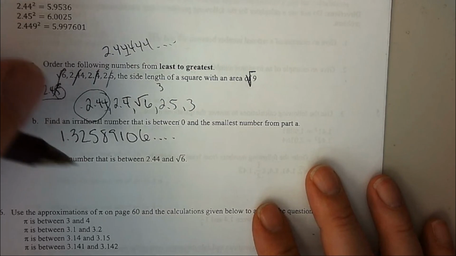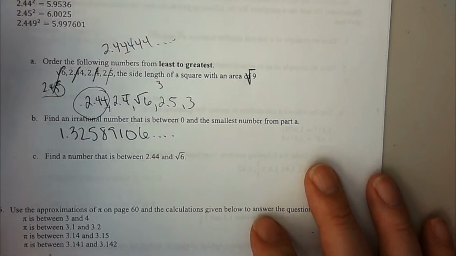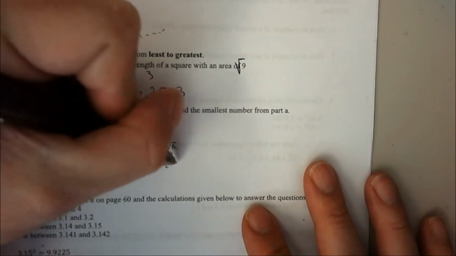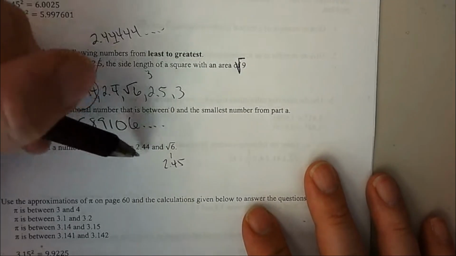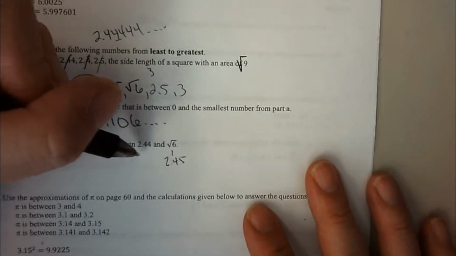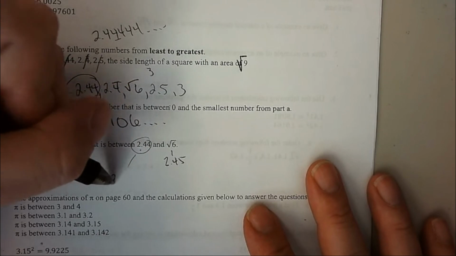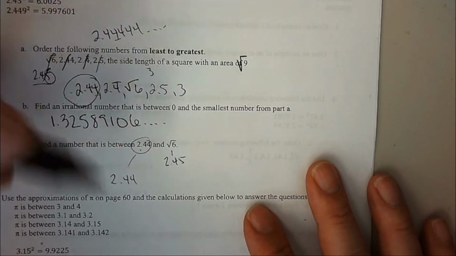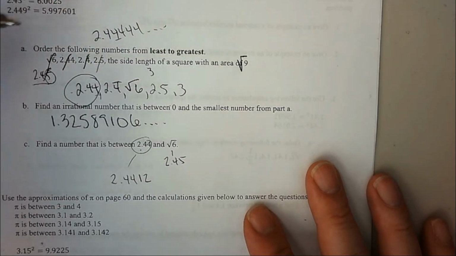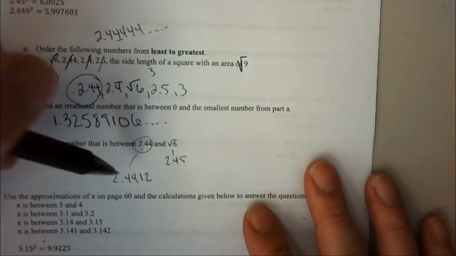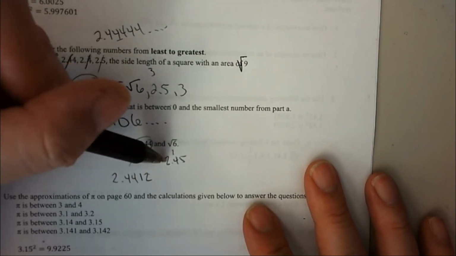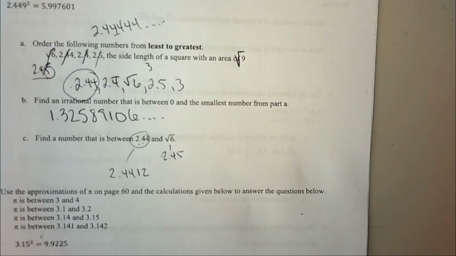Okay, find a number that's between 2.44 and the square root of 6. The square root of 6 is about 2.45. So you see these are very, very close, 2.44 and 2.45. An easy way is to take this first number, write it down, and then just add extra digits onto the end, like a 1, maybe a 2 if you want, or you keep adding more. That number is now bigger than this one, but it's less than that one. Okay, that is it for today's lesson.